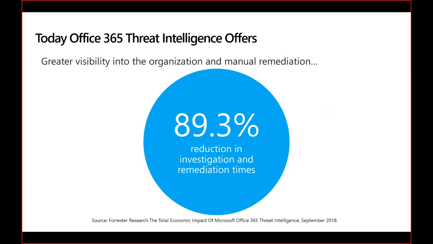But this was the type of impact we were providing even before this automation was available in Office 365 Threat Intelligence. So that's very important to realize that this product was already providing these types of benefits before these additional capabilities that we're going to spend some time on today have even launched. So imagine now what all these new things are going to be able to do once we launch them in the next month. What Forrester actually found was that 89.3% of the reduction in investigation and remediation times were offered through the threat intelligence service with just manual remediation capabilities and manual search capabilities.